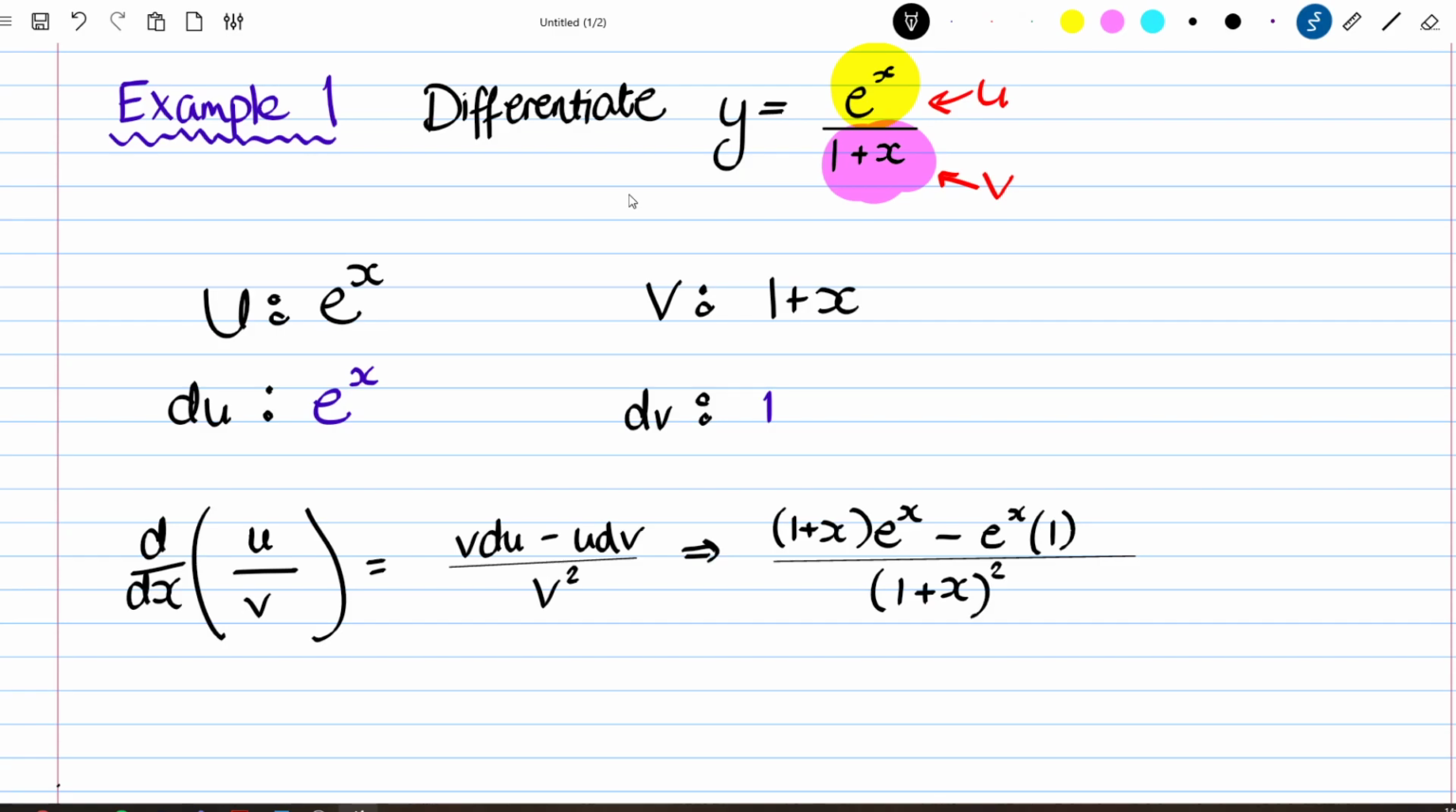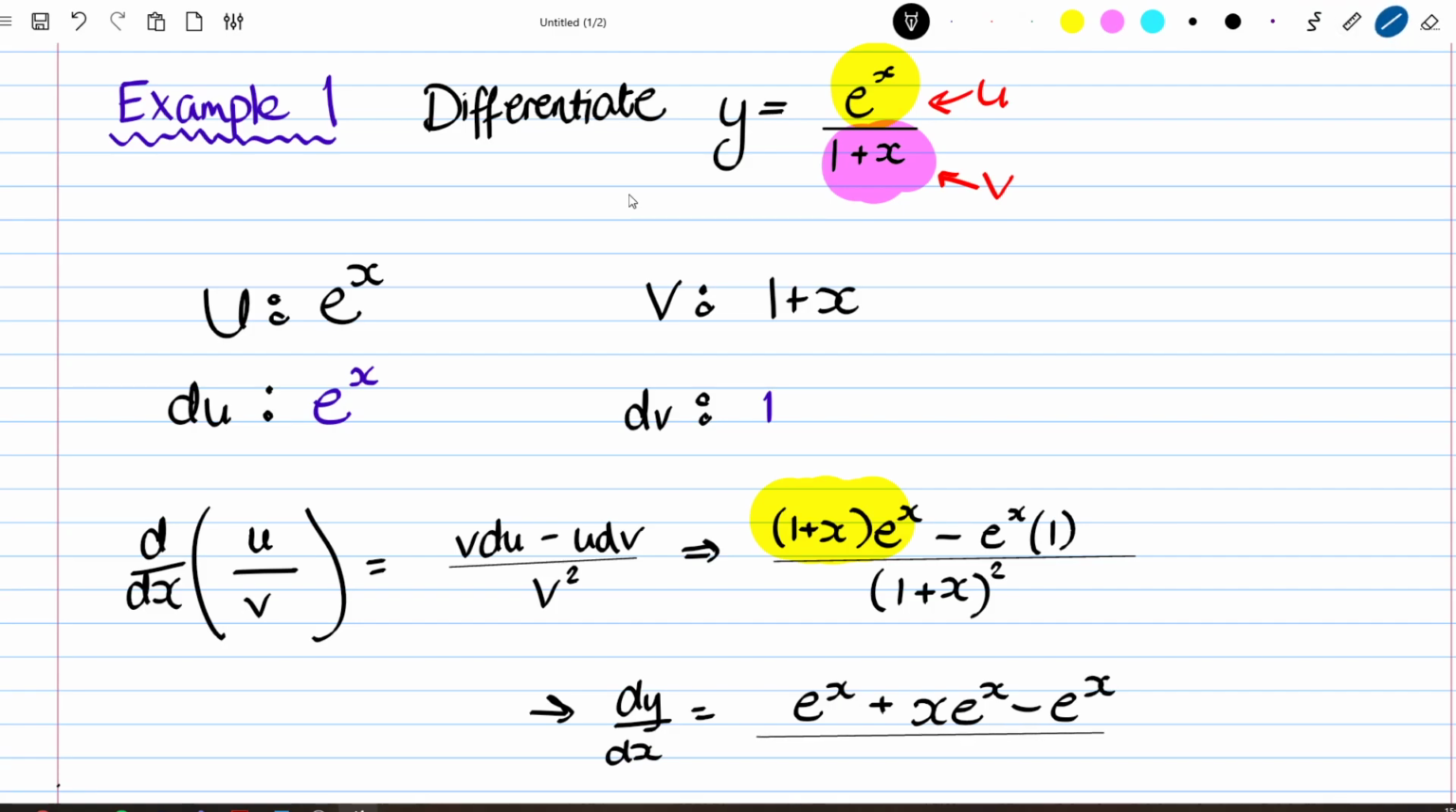Now, there might be some simplifying I can do here. I'm going to expand these brackets just to see how it all interacts. So let's see. e to the x times 1 is e to the x. The other term is x e to the x. e to the x times 1 is just e to the x. And the denominator is going to stay as it is.